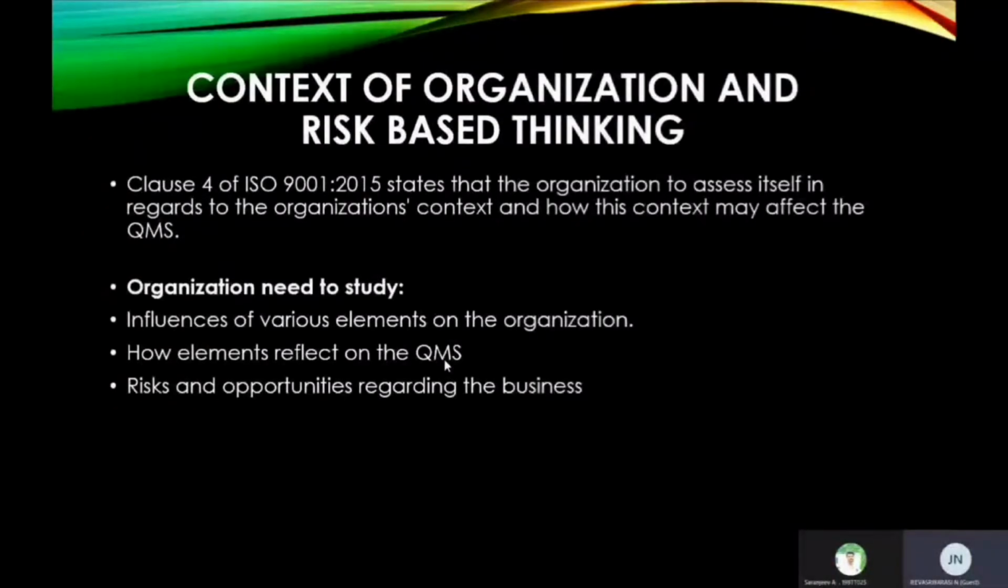Next, context of organization and risk-based thinking. In that, we have clause 4 of ISO 9001:2015. It states that the organization must assess itself in regards to the organization. Next, the organization needs to study the influence of various elements on the organization, how elements reflect on the quality management system, and risks and opportunities regarding the business.